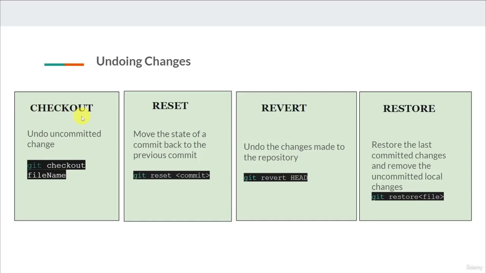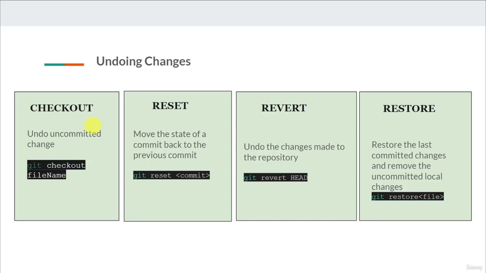First one, checkout. Second one, reset. Third one is revert. And fourth one is restore. In the name itself, it specifies what it means. And we already know what checkout is. Where do we use checkout? Remember? Yes, we use checkout to move from one branch to another. If we want to move from one branch to another, we use git checkout.